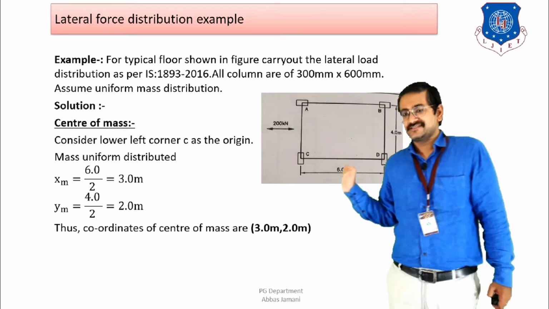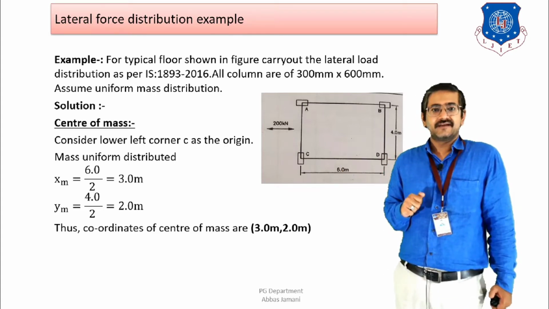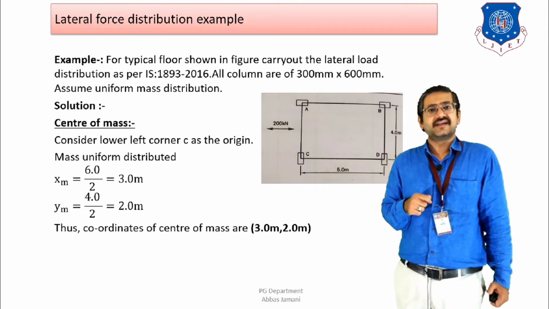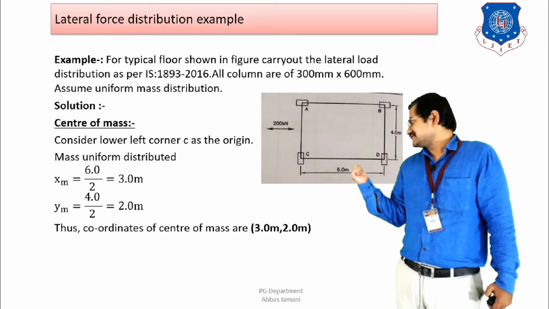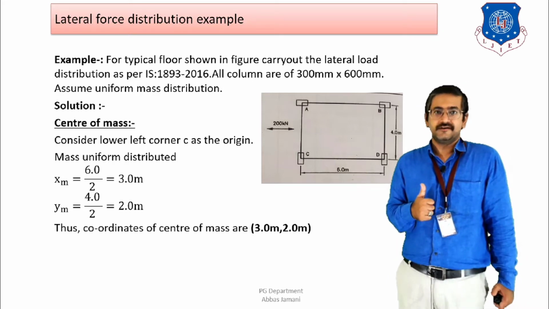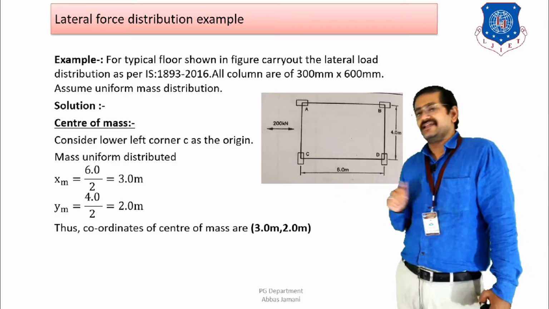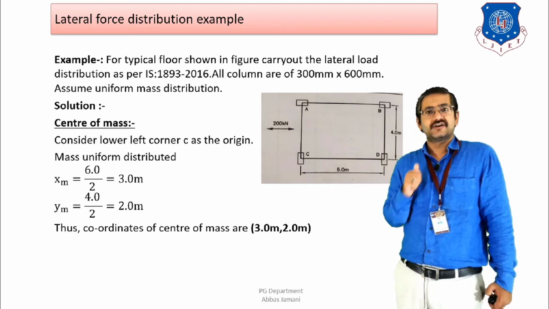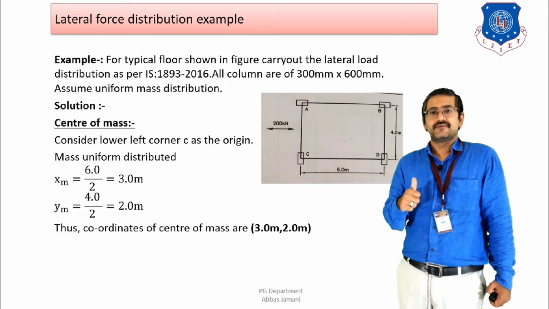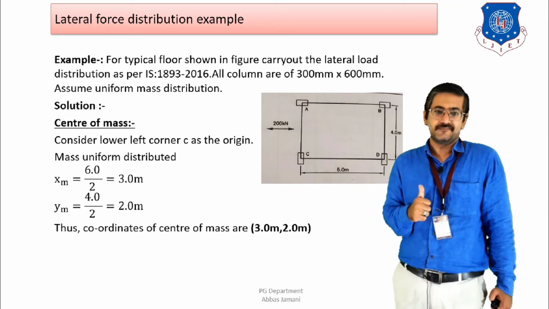So as you can see, the figure is giving you the data: for a typical floor plan shown in the figure, calculate the lateral load distribution as per IS 1893 2016, where the size of the columns is 300 by 600, and assume uniform mass distribution throughout the floor. The dimension in the x direction is 6, and the dimension in the y direction is 4. A lateral force of 200 kilonewton is applied on this floor, and you have to calculate how this lateral force is going to be distributed among the 4 columns shown in the plan.